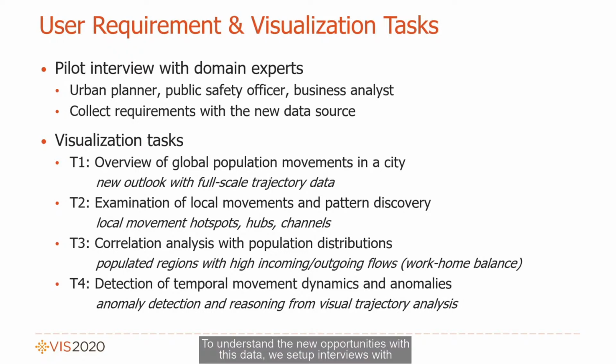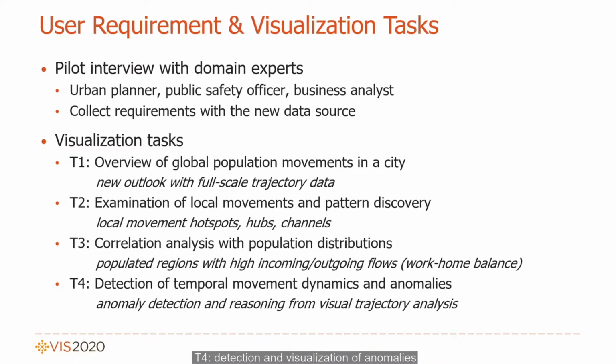To understand the new opportunities with this data, we set up interviews with 3 domain experts: an urban planner, a public safety officer, and a business analyst. Details can be found in the appendix. 4 key user tasks are summarized in visualizing the new trajectory data. T1, overview of global population movement. T2, examine local movement patterns, for example, hotspots, hubs. T3, analyze the correlation of population movement and their underlying distribution for important urban issues, for example, work-life balance. T4, detection and visualization of anomalies from temporal dynamics of urban movements.